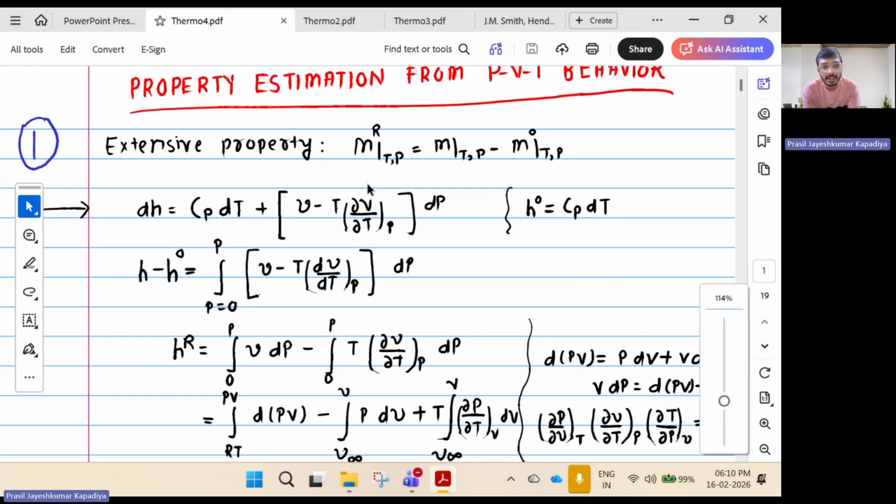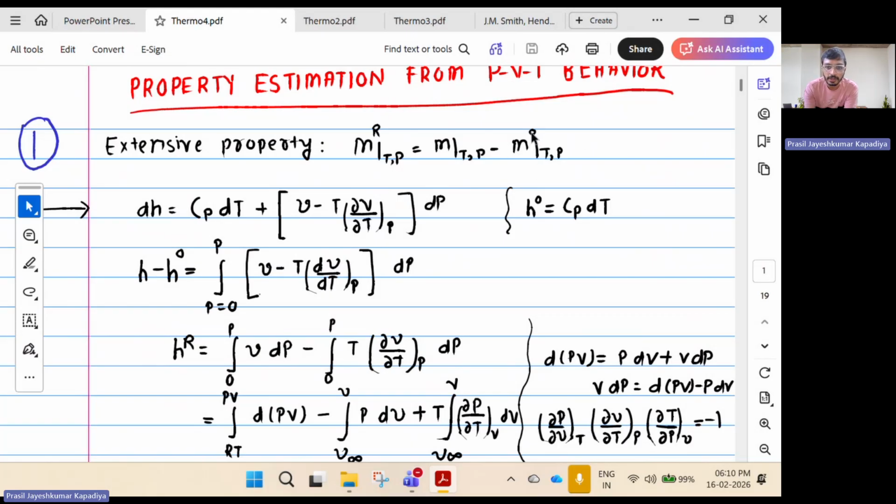So we have studied this. I just said that for any extensive property M, its residual function or departure function can be estimated at the same temperature and same pressure as its actual value when the gas is behaving real, minus its value if the gas were ideal.